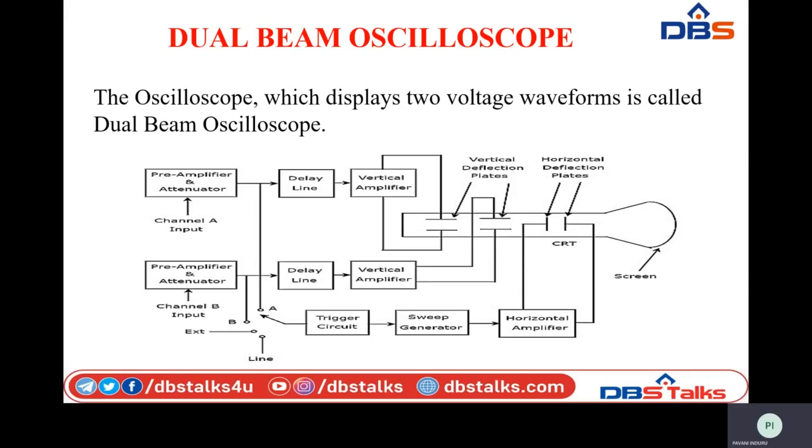The name suggests dual beam, that means it is going to use two beams to display signals on the screen of the CRT. Here the dual beam oscilloscope consists of two electron guns for the generation of two voltage waveforms on the screen at a time together, and it consists of two channels. These channels are present in the vertical section.